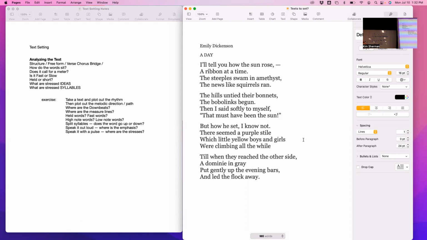Okay, so amethyst, da da da. And then the next is the. We put the news or the over here. The. Good word. And oh my gosh, the news like squirrels ran. I think it would be great to make squirrels sound like, have it be two syllables and sound like two syllables. Yeah, the new one, squirrels. Squirrels is a tricky word, isn't it? Yeah. Squirrels.